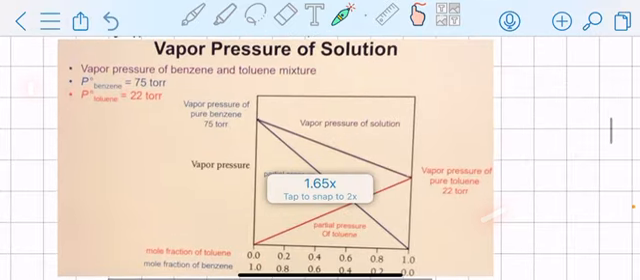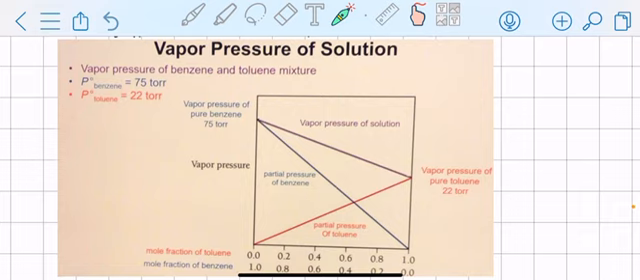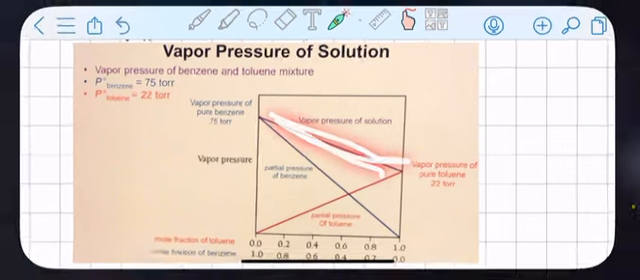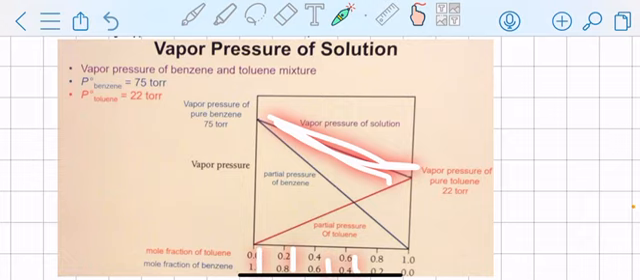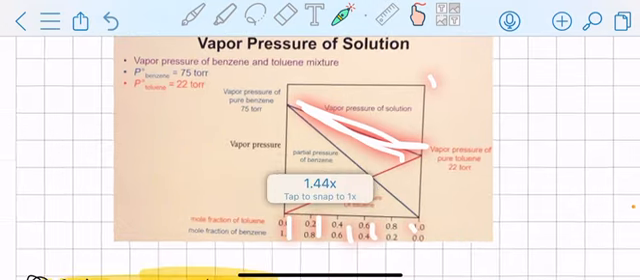Here we can see the relationship between the mole fraction and the vapor pressure. It's important that you know how to examine this graph. We see that the vapor pressure of pure solution is 22 torr, and here the vapor pressure is 75. When it's just that, the mole fraction is 1. Here we can see the mole fraction of solution and use these at the bottom to get the mole fraction of the whole thing.